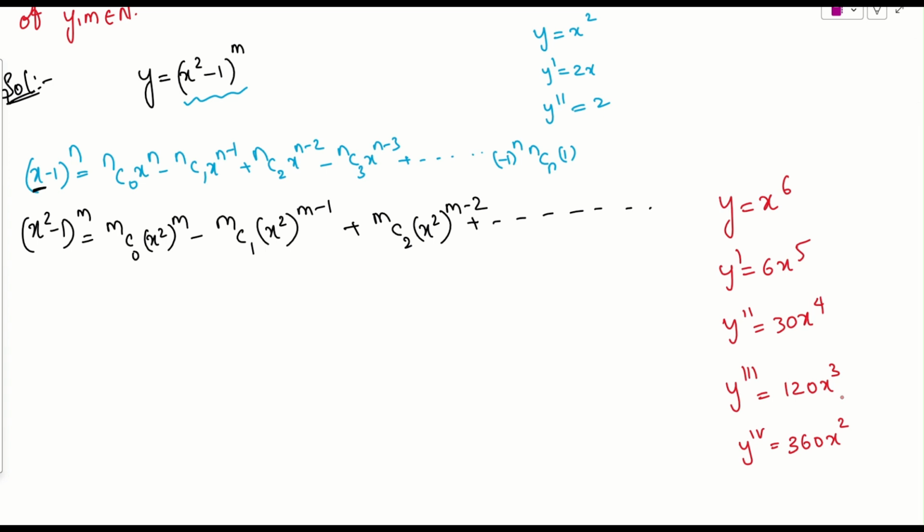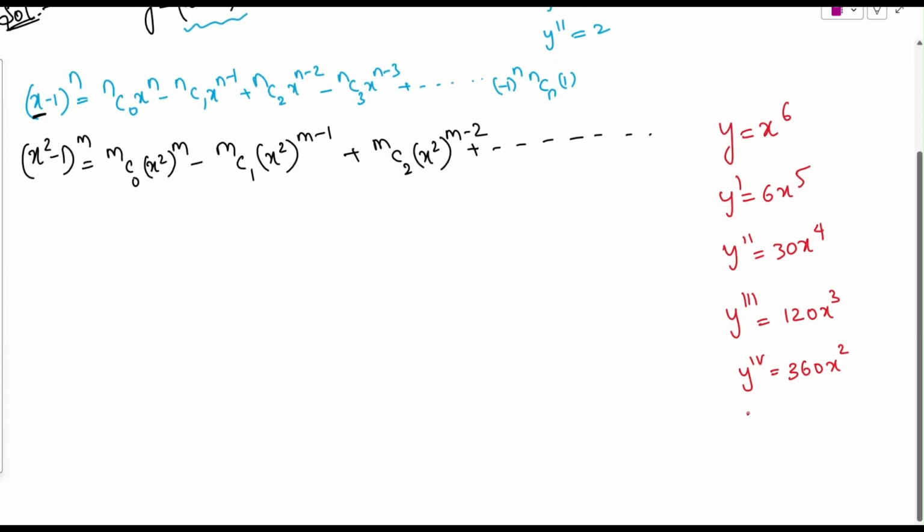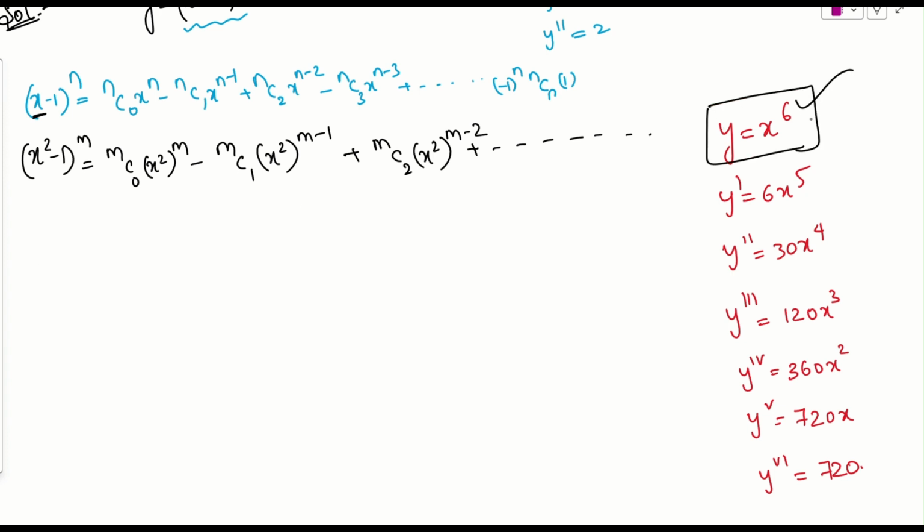And what is the next derivative? The fifth derivative: 360 × 2 will be 720x. And what is the sixth derivative? The derivative of x will be 1, so this will be simply 720. See, if you recognize something here: the highest power of x is 6. If you apply the differentiation 6 times, every other term vanishes and you only get a constant term. Are you getting my point?